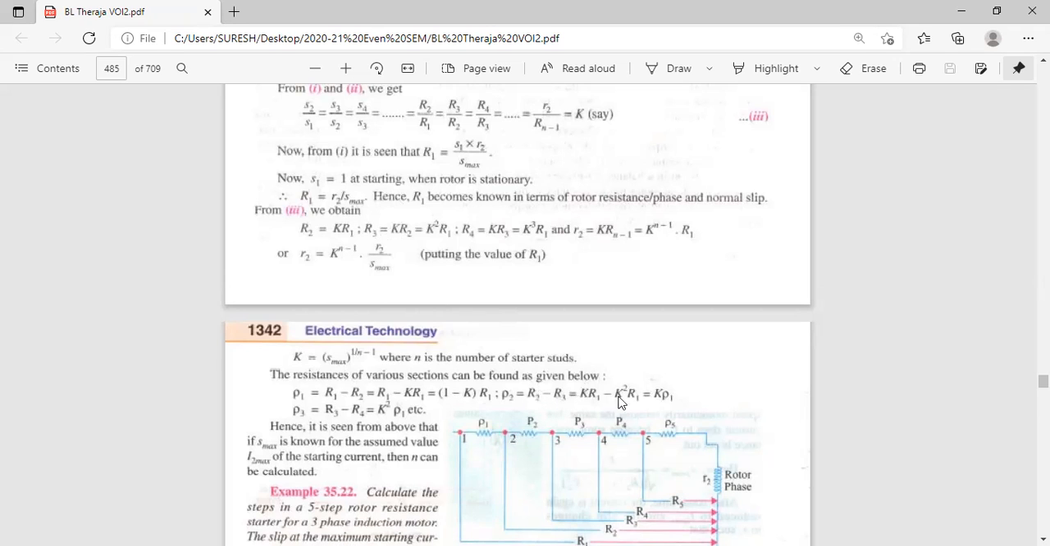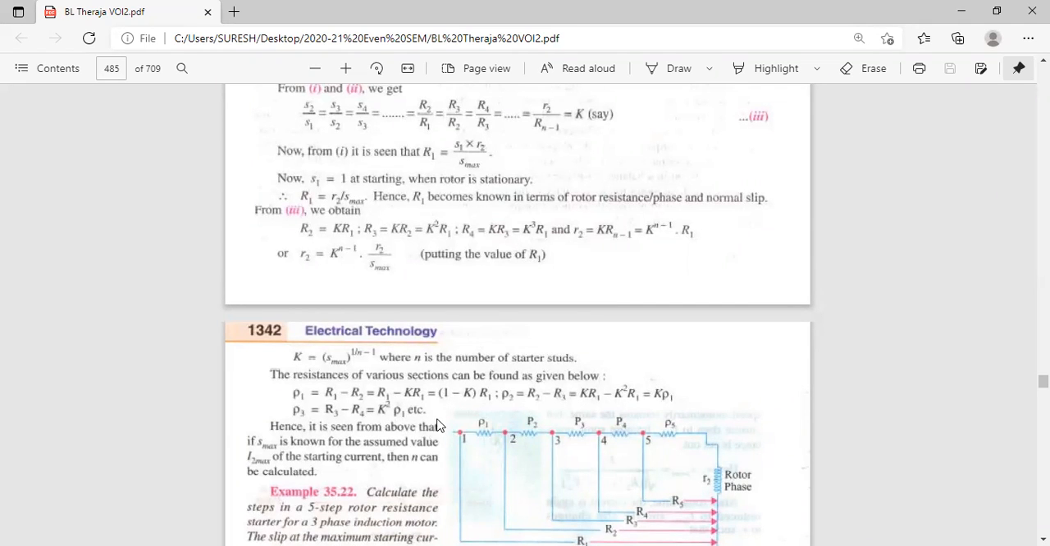R2 is K into R1, R3 is K square into R1. Take common K into R1, and 1 minus K we will get. What is 1 minus K into R1? It is rho 1. That is K into rho 1. Your rho 2 is K into rho 1. Your rho 3 is K square into rho 1. Your rho 4 is K cube into rho 1. Your rho 5 is K power 4 into rho 1.